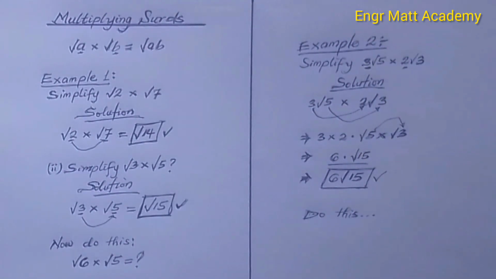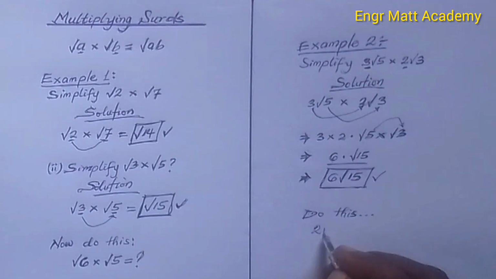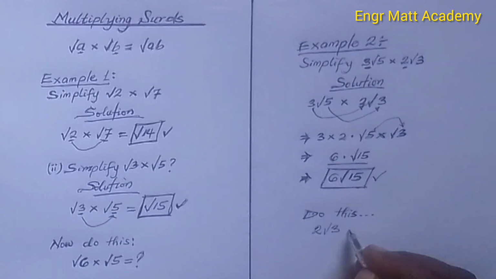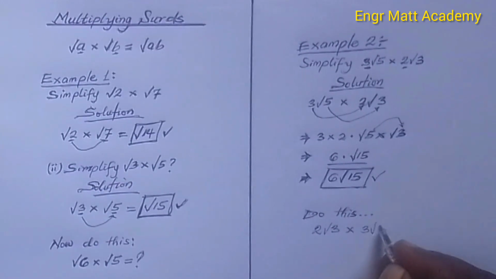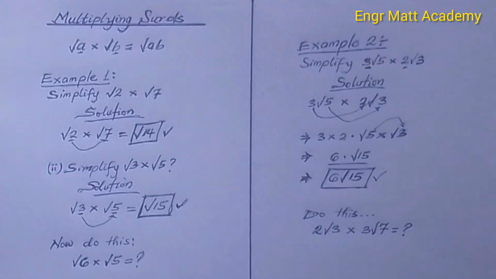If you understood this example, then do this. 2 root 3 multiplying 3 root 7. And drop your answer in the comment section. Now let's move on to example 3.